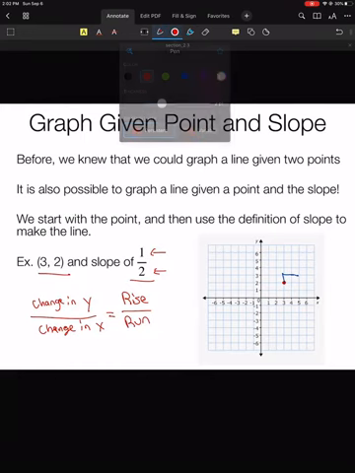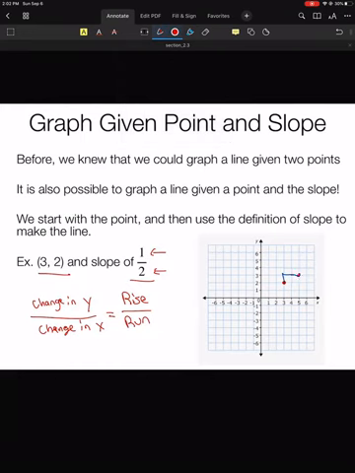So if I rose 1 and ran 2, then the new point that I get is right here. Of course, we don't need that blue. We just need those points. So there's rise 1 and run 2. Now I have 2 points which define a line. But to get a better line, maybe I want some more points.